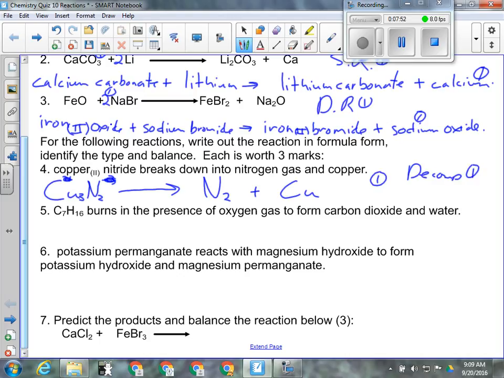Okay, now I've got to balance. Nitrogen's already balanced, so that's good. Copper's a 3, copper's a 3. We're done on the balancing. So we kind of had easy balancing ones so far. All right, questions on that one?